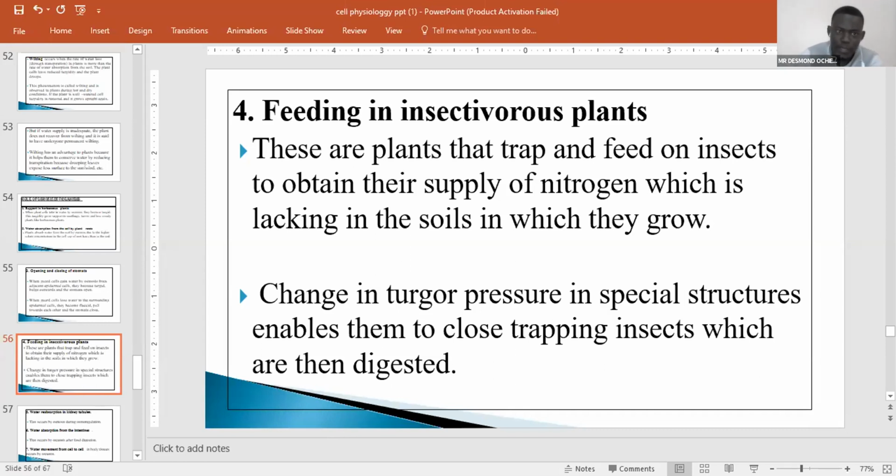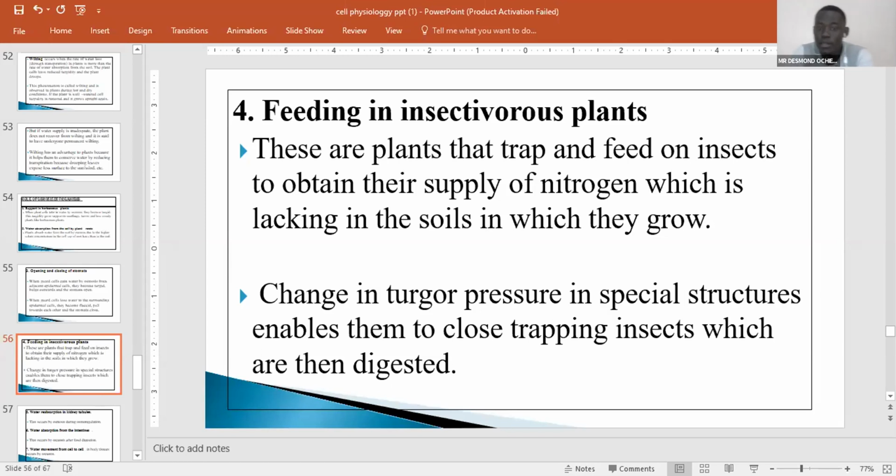We are going to see that. We are saying that these are plants that trap and feed on insects to obtain their supply of nitrogen, which is lacking in the soils in which they grow. So you can see that the reason why these insectivorous plants are doing this is because they do not obtain nitrogen from the soil in which they grow. And therefore, the only way they can obtain the nitrogen is by trapping and feeding on these insects, okay?